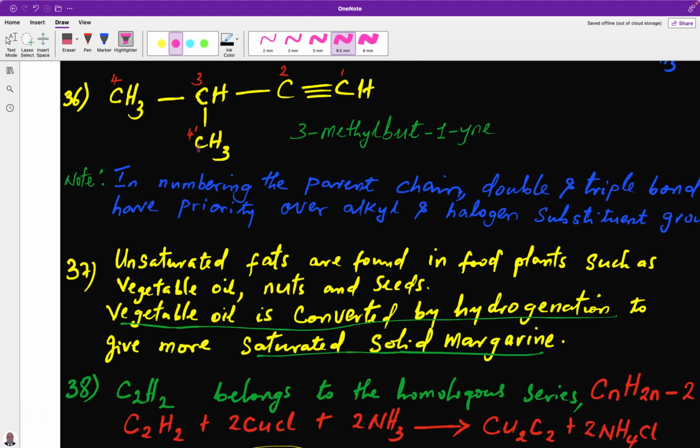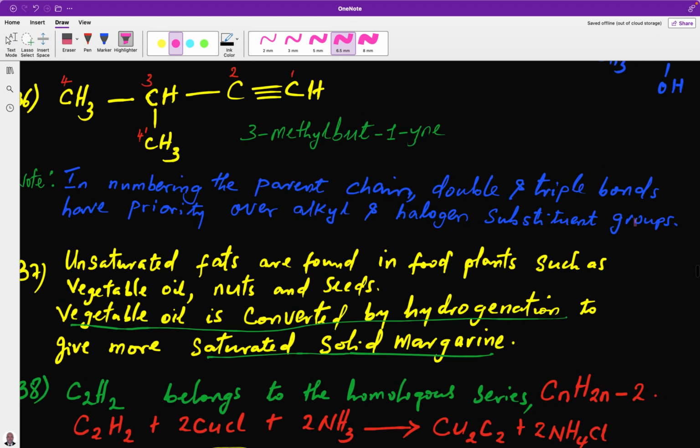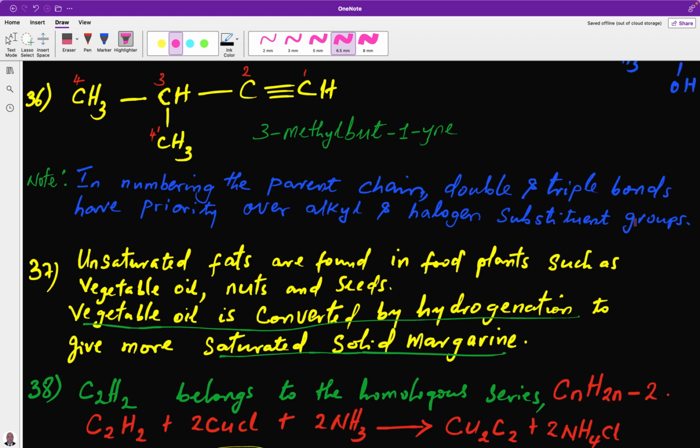We cannot name it by where the branching is, because the rule says in numbering the parent chain, the longest chain is the parent chain. In numbering the parent chain, double and triple bonds have priority over alkyl groups and halogen substituent groups. So we cannot say the branching starts here, even though this is the shortest branching.